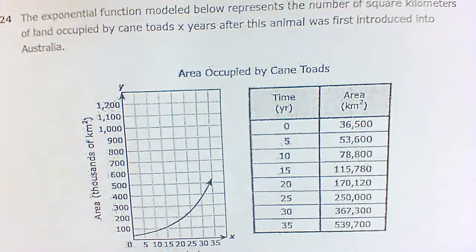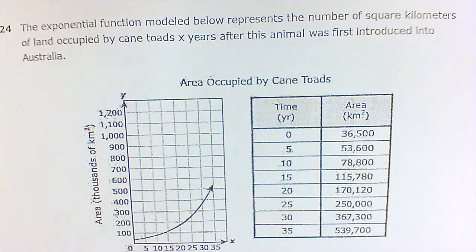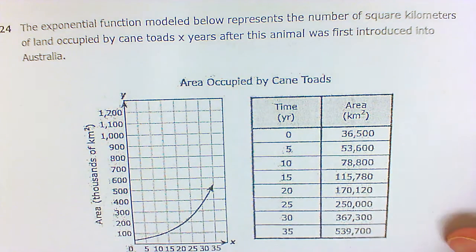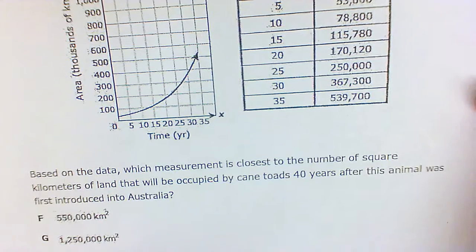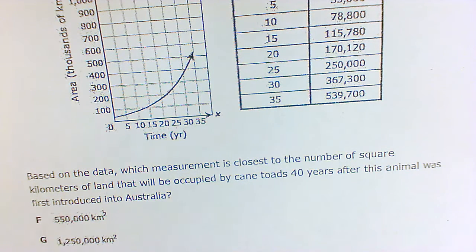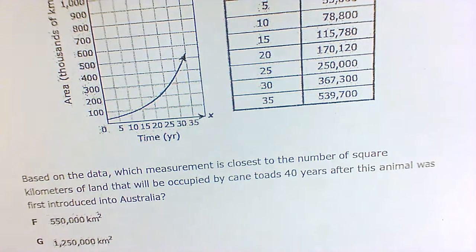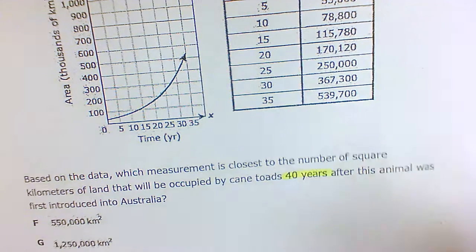Okay. Number 24. The exponential function modeled below represents the number of square kilometers of land occupied by cane toads X years after this animal was first introduced to Australia. Based on the data, which measurement is closest to the number of square kilometers of land that will be occupied by cane toads 40 years after this animal was first introduced to Australia? Now they gave me 40 years.